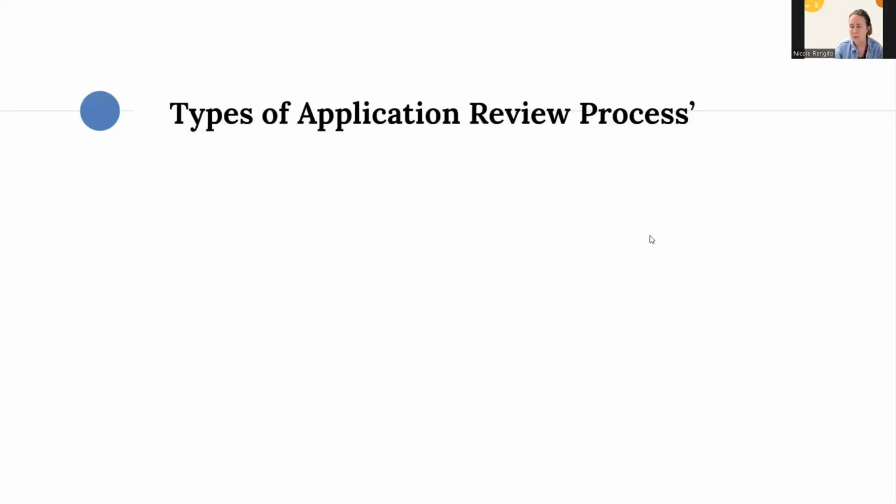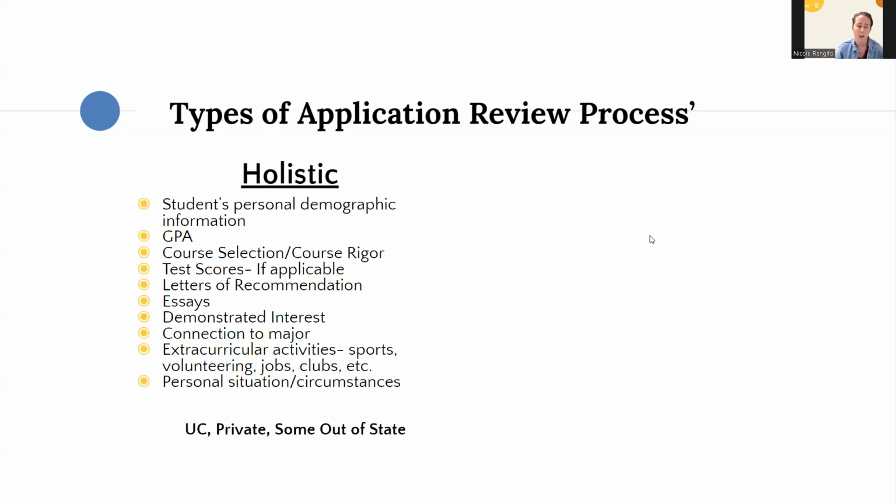All right. So when students are ready to apply, say it's senior year and you're starting to actually apply, what do the applications look like? What do the review processes look like? Because there are so many schools in California and the United States, and they look at different things. So the first type of review process that we have in the college world is called holistic or comprehensive. So this is where students are going to show a little bit of everything about themselves.